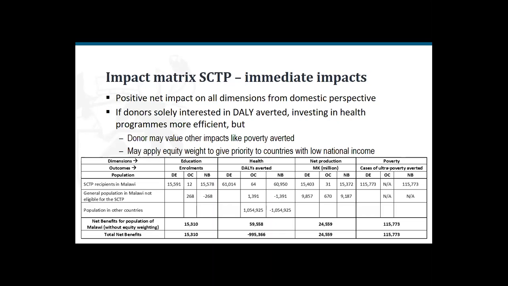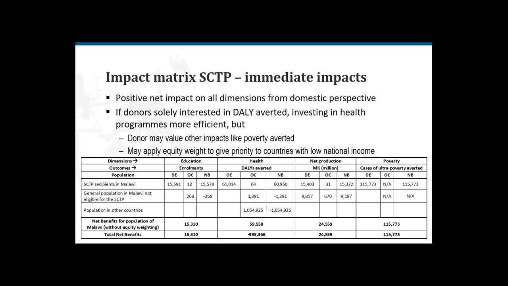We can fill in the direct effects on education across the whole of Malawi, and that might result in 15,000 extra enrolments among recipient households of the cash transfer. However, there is an opportunity cost in terms of funds used to support the cash transfer that could have been used for other policies to support enrolments, and those alternative uses may have provided enrolments to the tune of about 12 in recipients of the cash transfer and 268 in the population who are not recipients of the cash transfer. So there's an opportunity cost in terms of enrolments there, but the net impact on enrolments is positive.